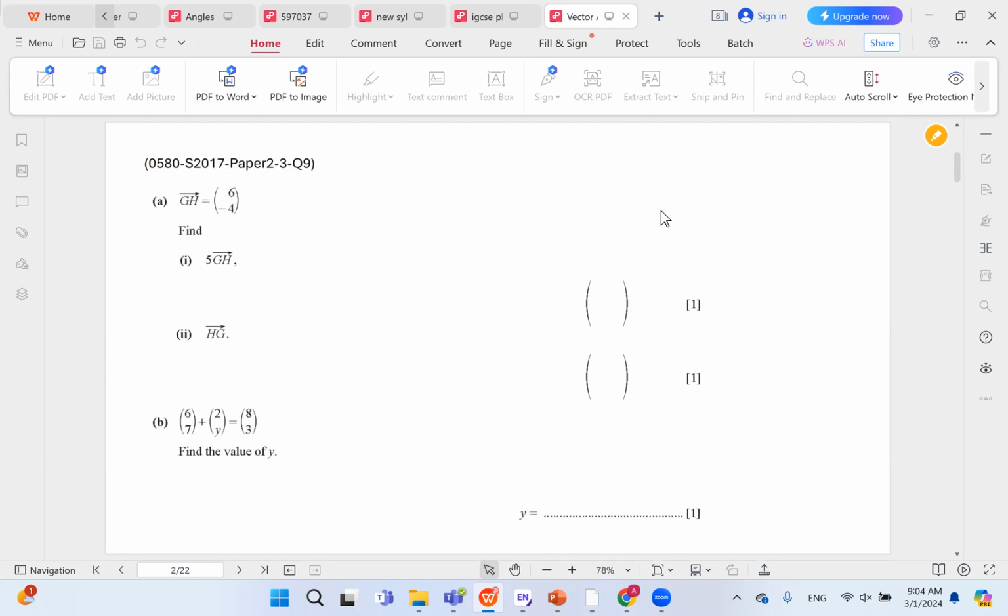So in this question, we are given GH equals (6, -4). Find 5GH. To find 5GH, we simply multiply 5 by the vector, and the 5 multiplies each number in the vector. So we get (30, -20).